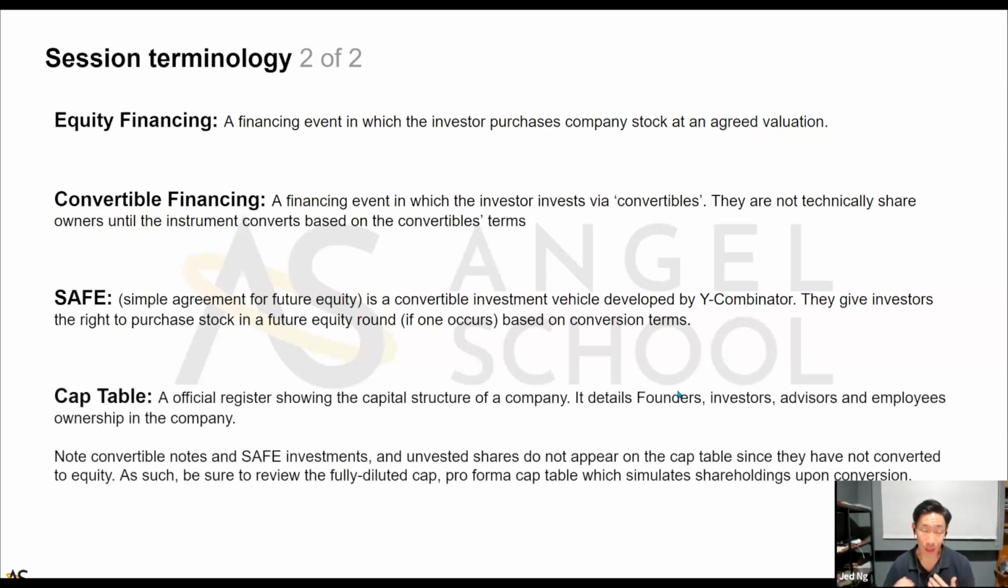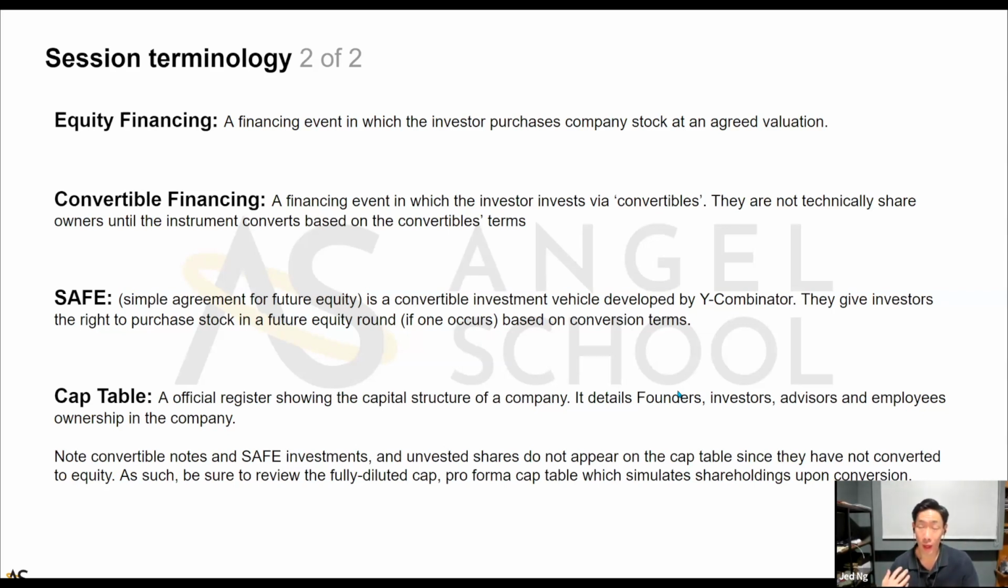And the last one is a cap table. So a cap table is short form for capitalization table. This effectively is showing the share ownership of a company, right? Who owns what of a company? What's important here when you look at a capitalization table is to make sure that you are getting the right version of capitalization table from the company.